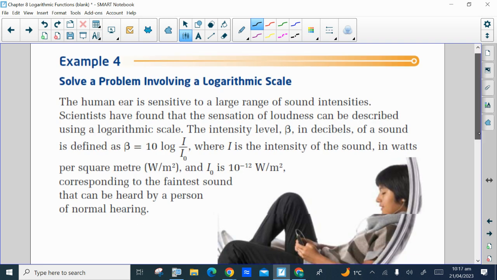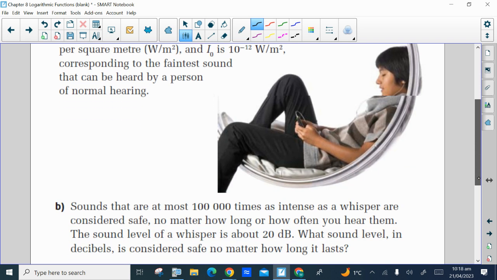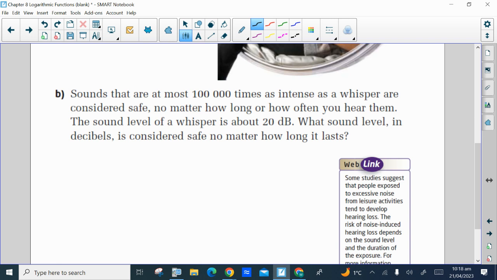So this next question is basically part B. It has the same body, the same introduction. So everything is the same. Only now it says sounds at most 100,000 times as intense as a whisper are considered safe. The sound level of a whisper is about 20 decibels. What sound level in decibels is considered safe no matter how long it lasts?